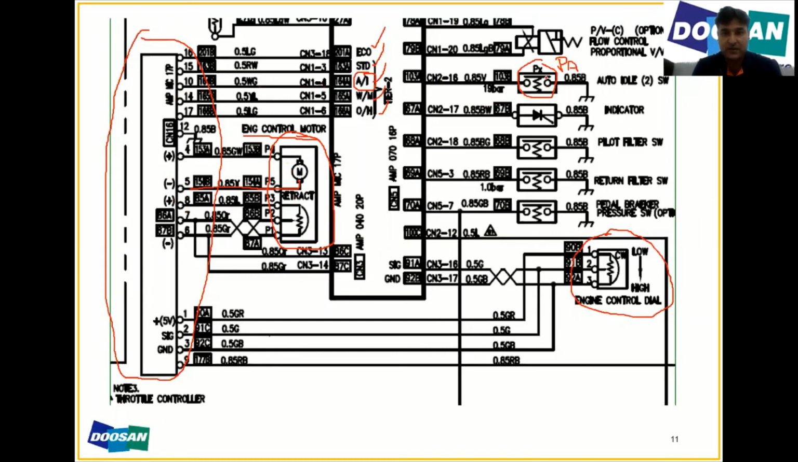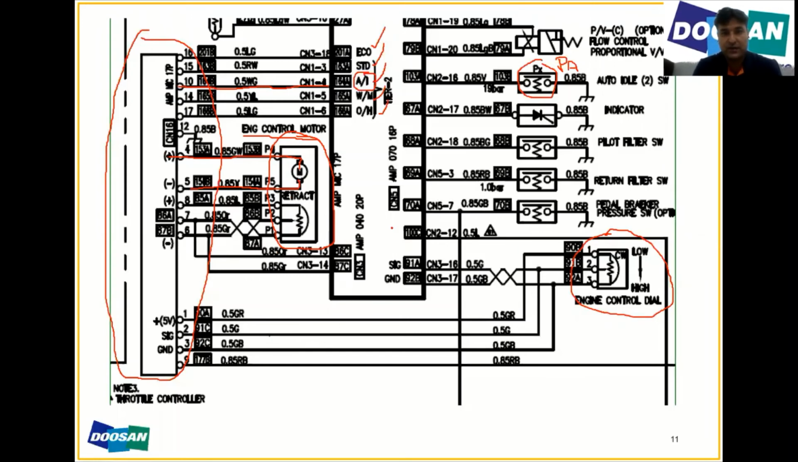Similarly, when pressure flows, the EPOS will get the ground signal, and then the EPOS will send a voltage signal, almost 10 volt, through this line to the throttle controller. Then the throttle controller will come to know that the EPOS wants to increase the engine RPM, and it will send the signal to the engine control motor to increase the engine RPM. So the engine RPM will go high.